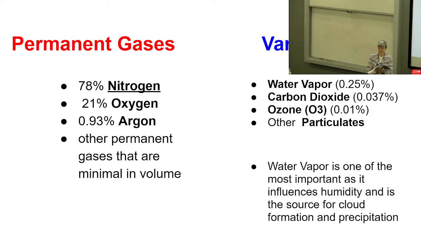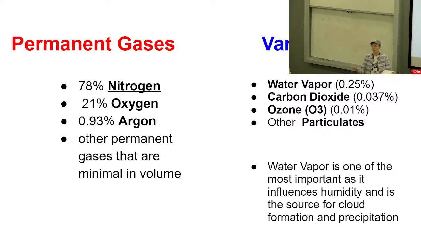So let's talk about the permanent gases and the variable gases. There's a great chart on this on your page 19. It's kind of hard to tell where the little bitty gases are, but the main ones are the red and blue ones, which are going to be the important ones. So permanent gases, the ones that take up most of this graph, are nitrogen and oxygen. Nitrogen is 78% of the atmosphere, and oxygen is 21%. And 0.993% argon make up the permanent gases. And there are other permanent gases that are minimal in volume that are in our atmosphere, but they're less than 1%.